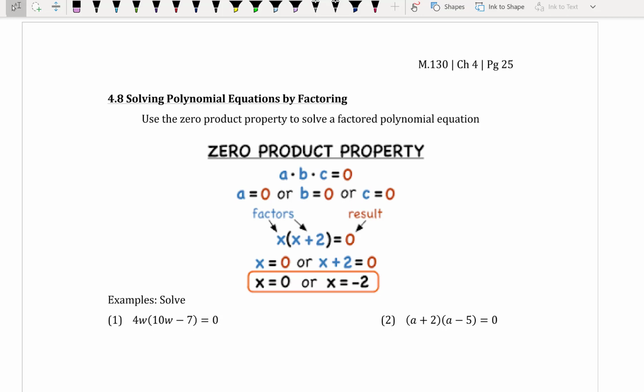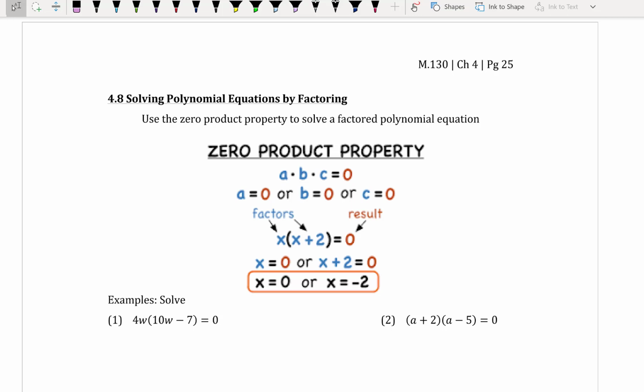So this is page 25, section 4.8. We are going to be closing out chapter 4, which is nice. So we're going to wrap it up nicely. So 4.8, solving polynomial equations by factoring. It says, use the zero product property to solve a factored polynomial equation.